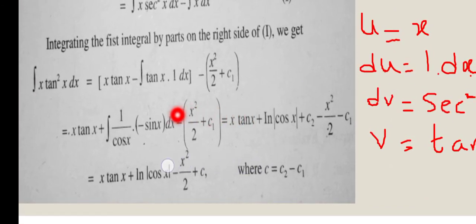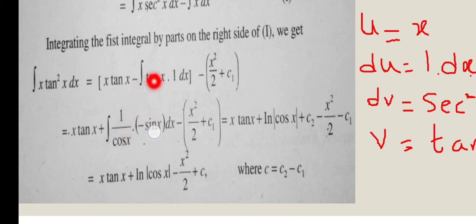Now what we have is x tangent x minus integration tangent x dx. Now one part has yet to be solved. There is one part remaining to solve, integration tangent x dx. We know that integration tangent x is ln of cos x, and let's see how it comes.